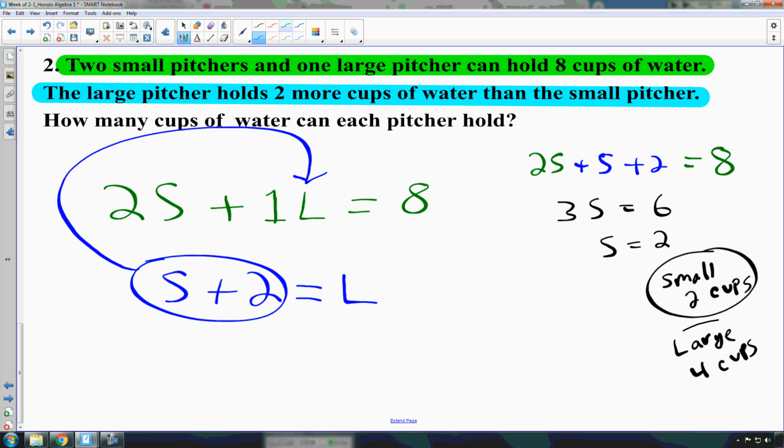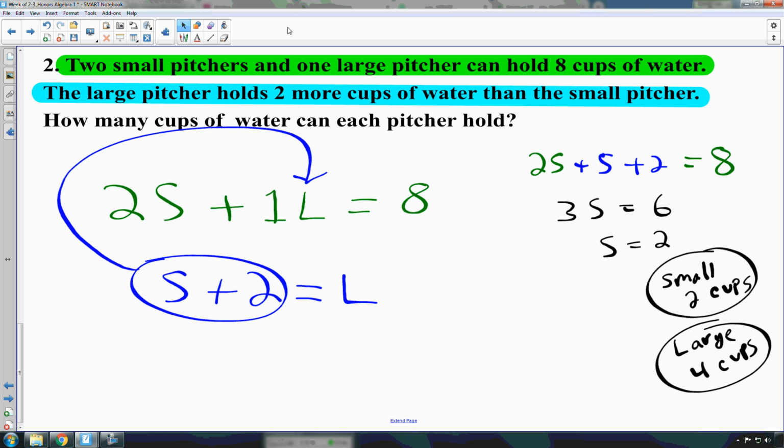Let's make sure that this all makes sense. Does the large hold 2 more than the small? Yeah. Do 2 small pitchers and a large pitcher, 2 small pitchers, that's 4 cups all total. The large pitcher's 4 cups, 4 and 4 is 8 cups of water. So we know we've gotten there. The trickiest part of this problem, I think, is writing the blue equation.